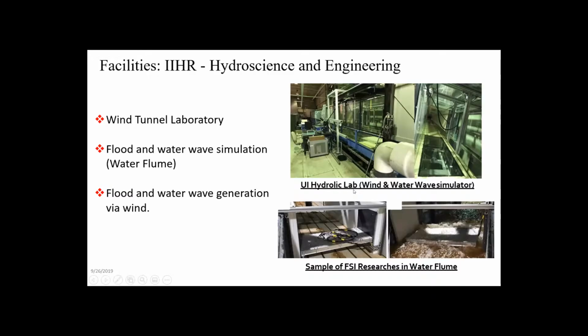At IIHR, we have different types of labs, and here you can see one of them. For example, this one is a water flume, where we can generate different types of flooding. And you can see here we put a sample bridge, a small-scale bridge, in the flume. Also, we have the wind tunnel laboratory, where if we want to generate hurricane-type or high wind phenomena, we can do that.